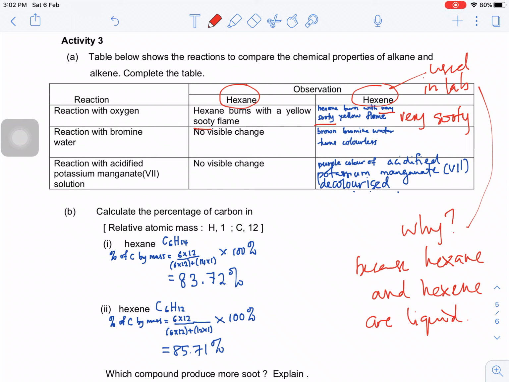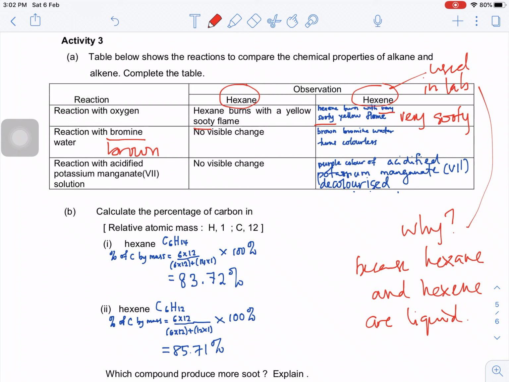Okay, reaction with bromine water. Bromine water, the color is brown. So for hexane, when we add bromine water, no visible change atau we call it no change. But in hexene, brown bromine water turn colourless. Why? Sebab bromine tadi dah masuk dalam struktur dia. So there is no Br2. Yang beri colour brown tu Br2.